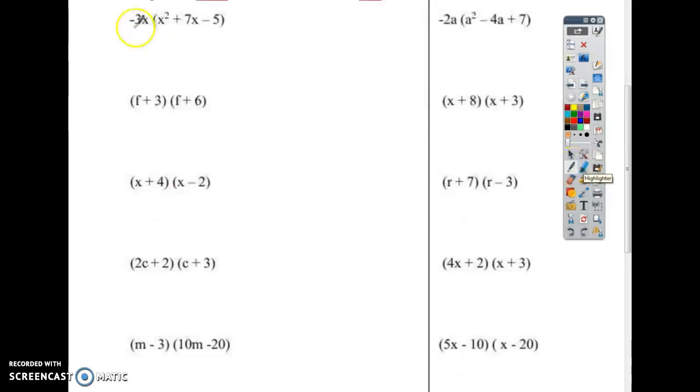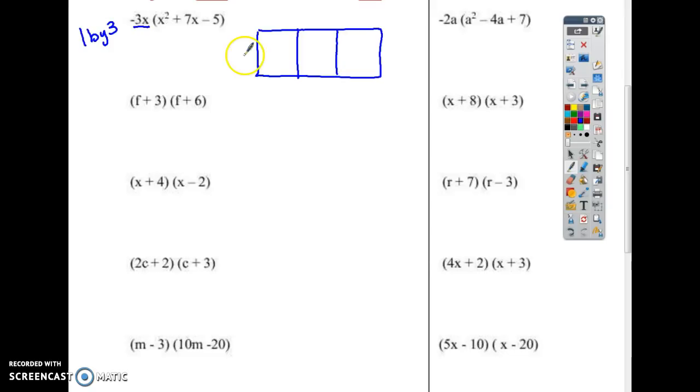Okay, the next one. This is going to be a 1 by 1, 2, 3. 1 by 3. So it's just a longer rectangle that has 3 boxes inside. Okay, 1 by 3. So what do I put right here on this left side? Negative 3x. And then on the top, I'm going to put all of this. X squared plus 7x minus 5.